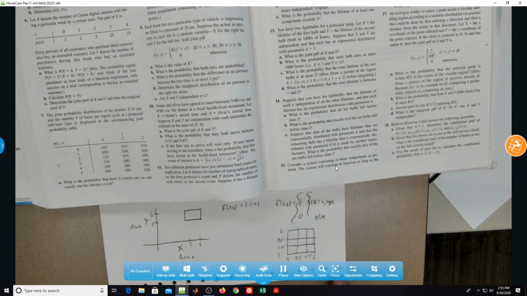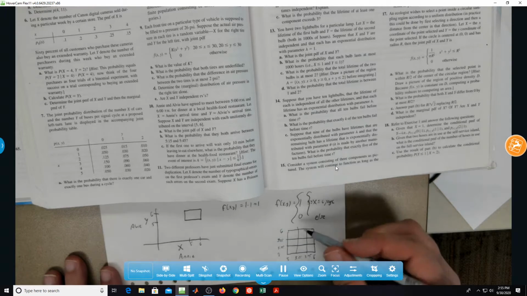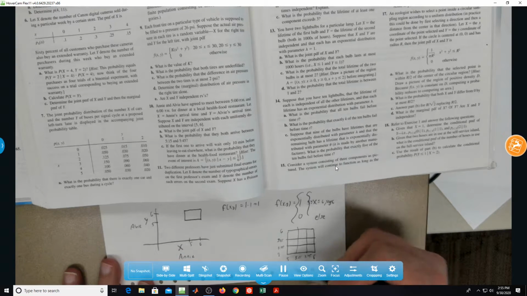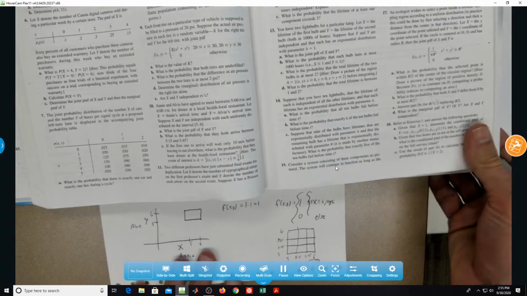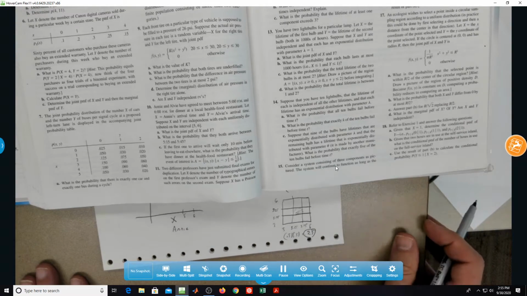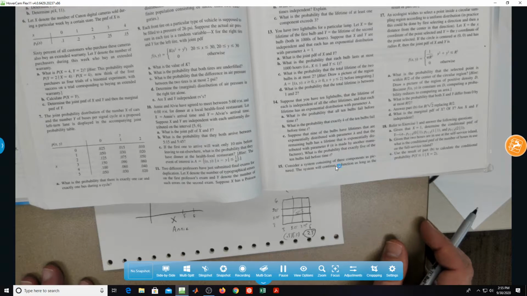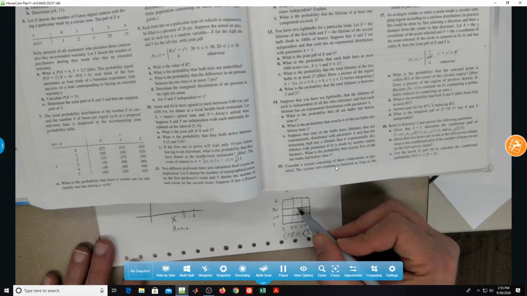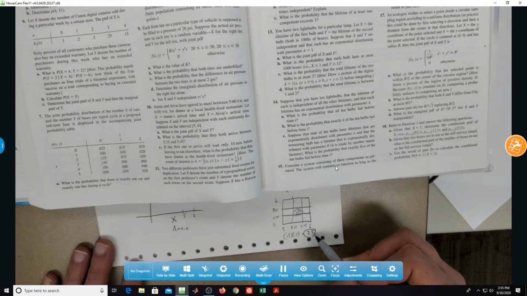You could figure this out by independence, because these two are independent. You could take 0.5 times 0.5, and so there's a probability of 0.25 that they both arrive between 5:15 and 5:45. That's one way you could do it. The other way is to notice that the area of the square is 0.5 times 0.5, and then you multiply by 1, and you get 0.25. That's another way you could do it.